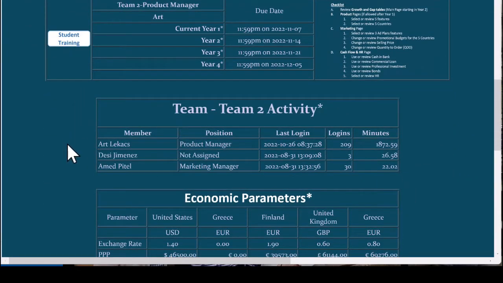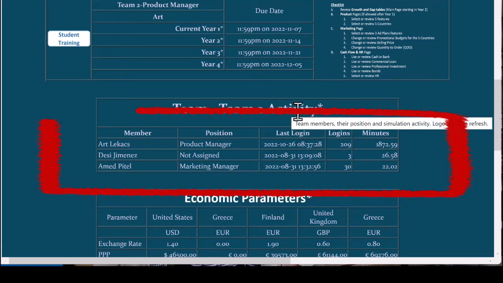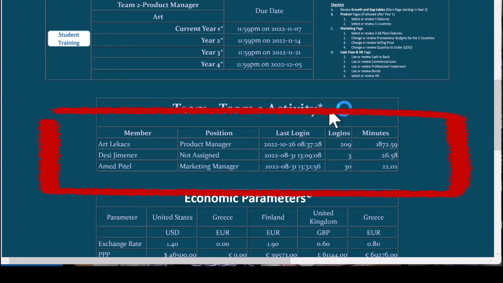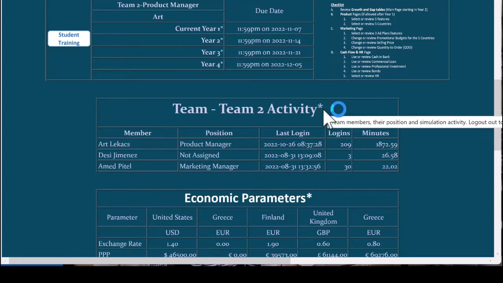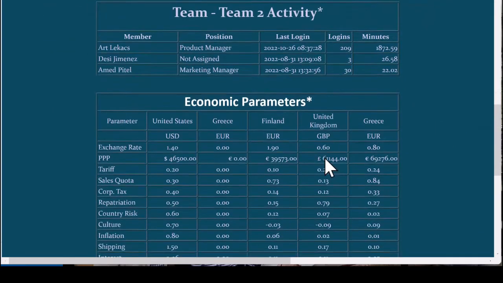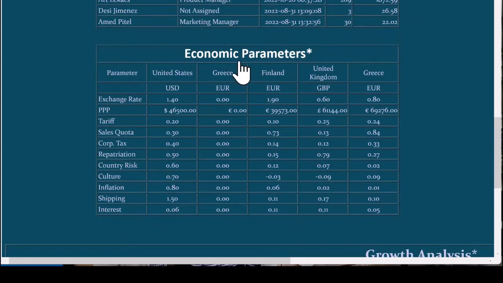The second part of your screen shows you team activity. This gives you an opportunity to assess the participation level of your team members, and also their relative positions. Your position is designated under the Edit Profile feature, which we'll show you later on. But here, this gives you the last date that was logged in, the login count, and the minutes.